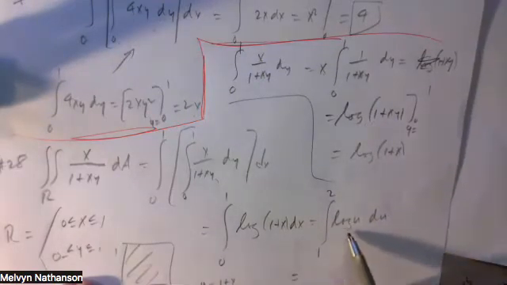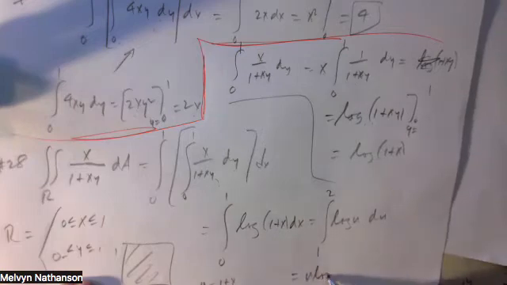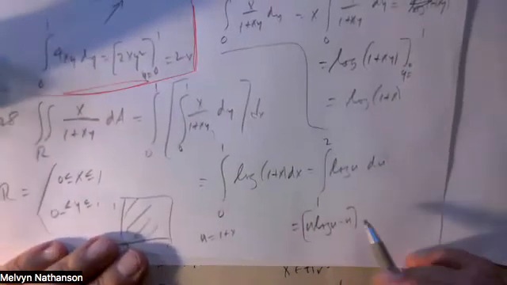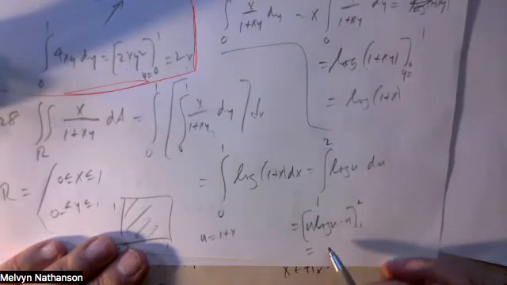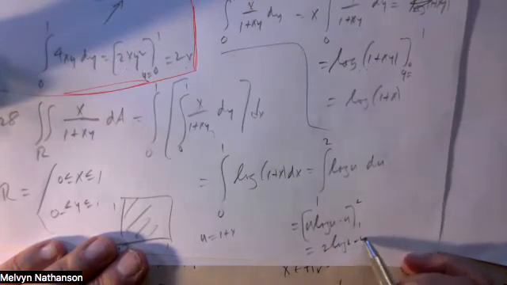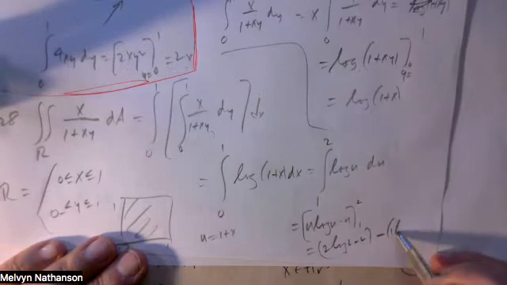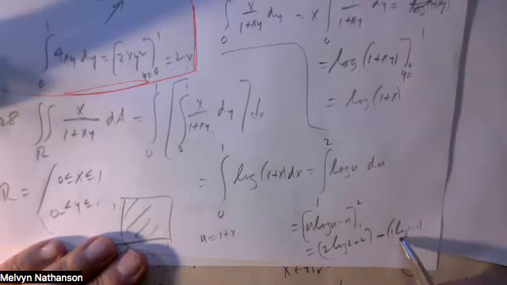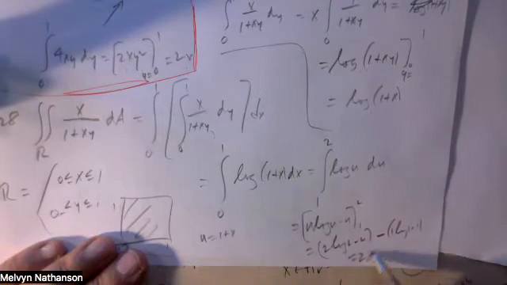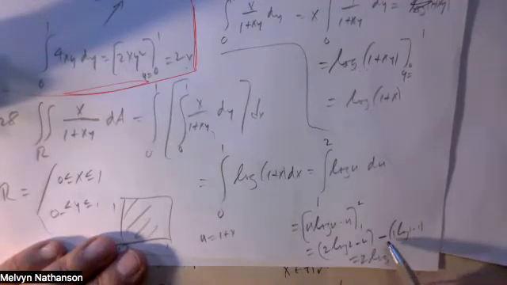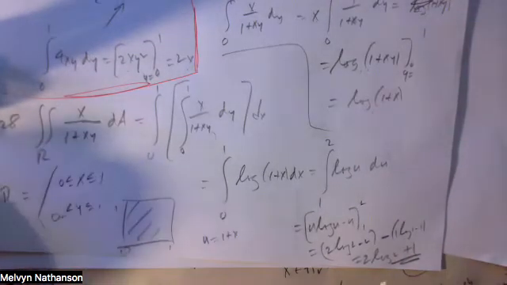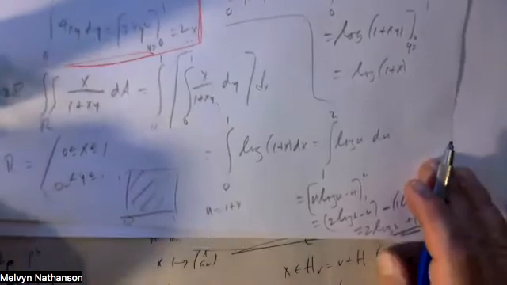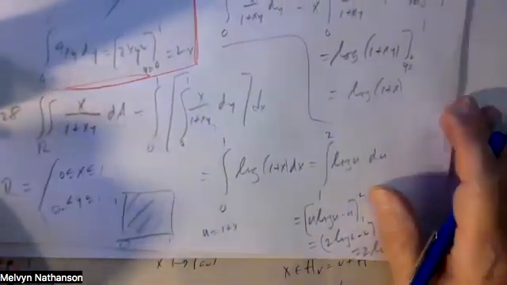So what's the integral of log u? u log u minus u. You can do that by parts, or you can remember it from Calc 1, from 1 to 2. So when u is equal to 2, 2 log 2 minus 2, minus 1 log 1 minus 1. Log 1 is 0. So this is equal to 2 log 2 minus 1. So that is what I got.